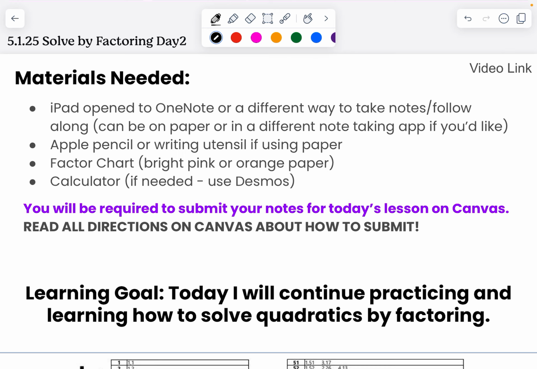You need an iPad or something to write with. Paper and pen works good too, right? Your factor chart is your BFF. Get that guy ready to go. And if you need it, access to a calculator is always granted. So, without further ado, let's jump into it, shall we?